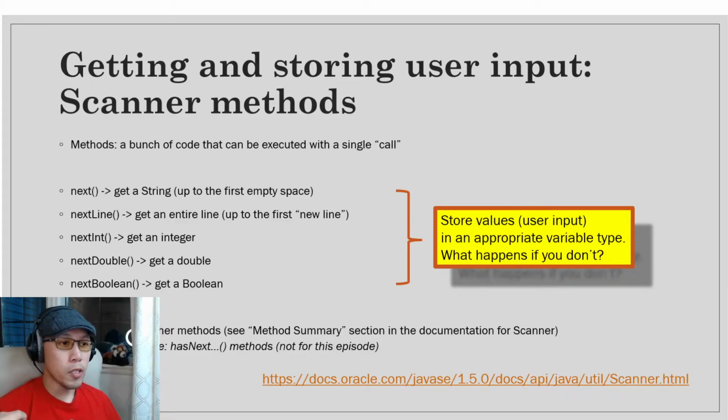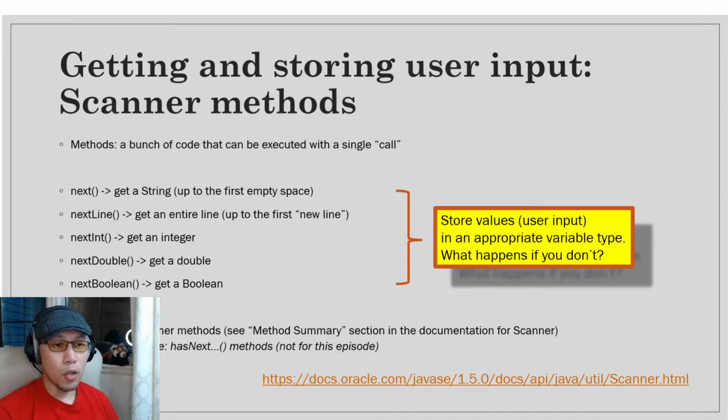And in fact, for scanner instances, you are gonna have to use the variable name of the scanner instance dot the method name open close parentheses in order for it to work, which again, I will demonstrate in a moment. So these are the methods that I'm going to care about, that I'm going to demonstrate for this particular episode. Next, which is something that allows you to get a string up to the first empty space. Next line, which allows you to get an entire line up to the first new line. Next int, which allows you to get an integer. Next double, which allows you to get a double. And next boolean, which, as the name implies, gets you a boolean.